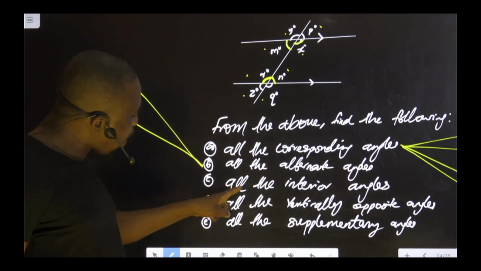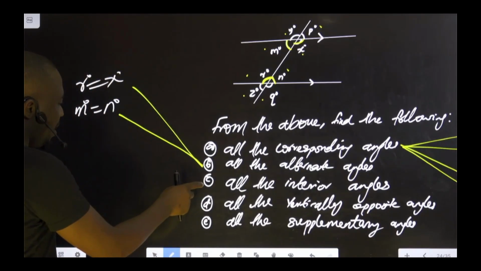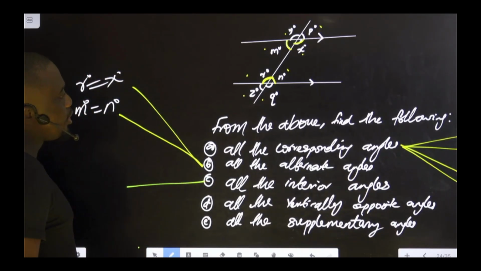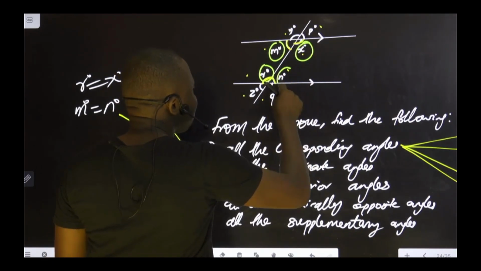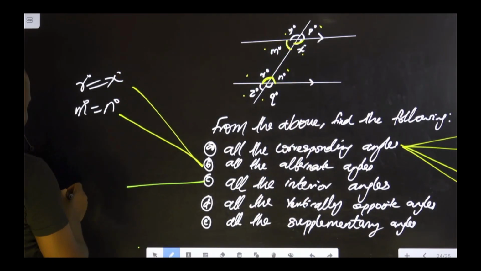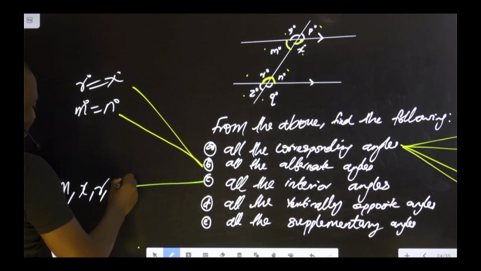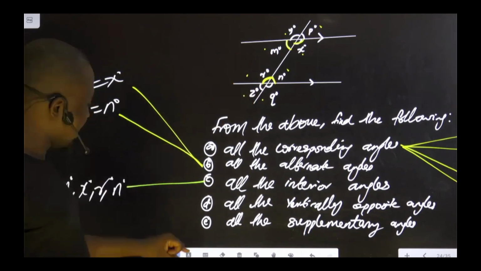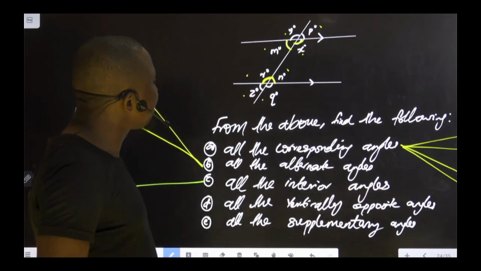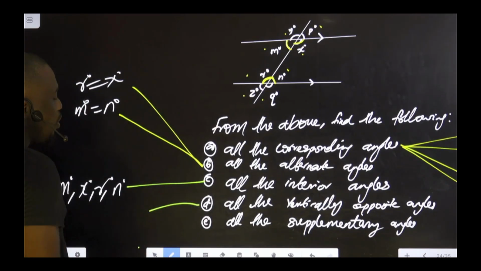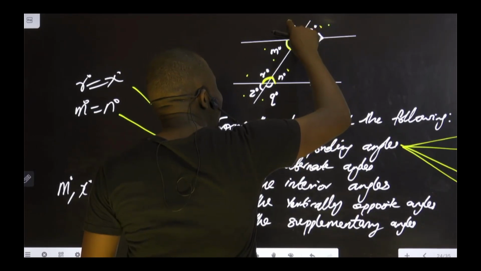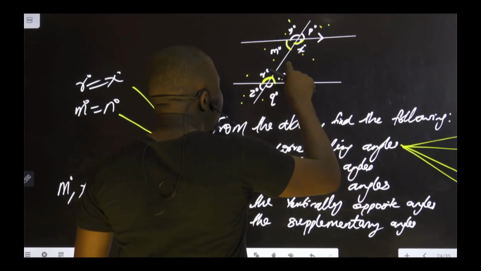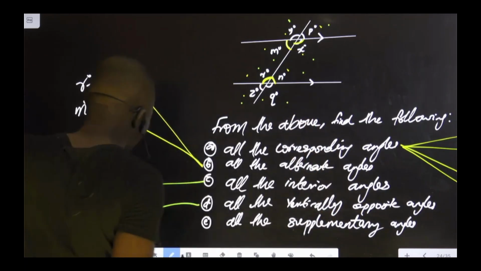Then this was what? All the interior angles. You agree with me that this is interior, this is interior, this is interior, this is interior. So all the interior angles are M, X, R, and N. Okay, all these angles are what? Interior. This is all the vertically opposite angles. You agree with me? This is vertically opposite to this. This is vertically opposite to this. This is vertically opposite to this. This is vertically opposite to this. And they are all equal.